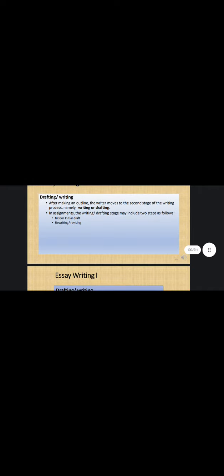or what? Revising. So when you are writing, now you've organized your information, everything. So now when you are writing, if it is an assignment, the first is the initial draft. You first write something down, you read and edit it, and rewrite or revise it. So that is all about the writing stage. So the first draft involves the following. The first draft involves following the outline to write the various paragraphs for the essay.